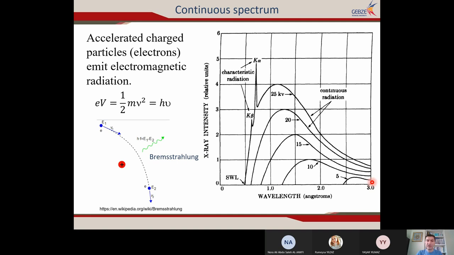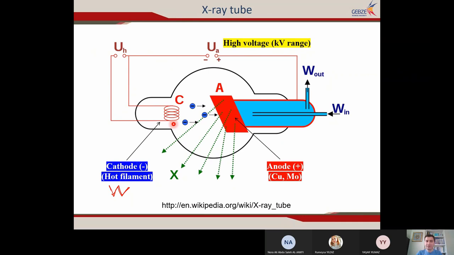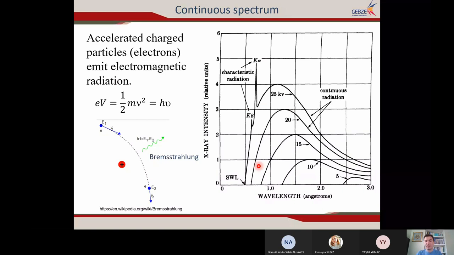If you increase the voltage between anode and cathode, what happens? Electrons are accelerated more, right? Because we will have a stronger electric field between cathode and anode, and there will be more force on the electrons acting to move them from cathode to anode material. And then we have a broader spectrum and more intensity.